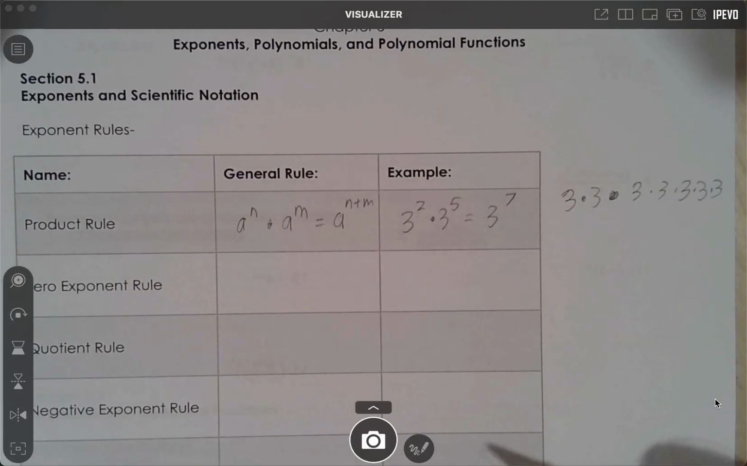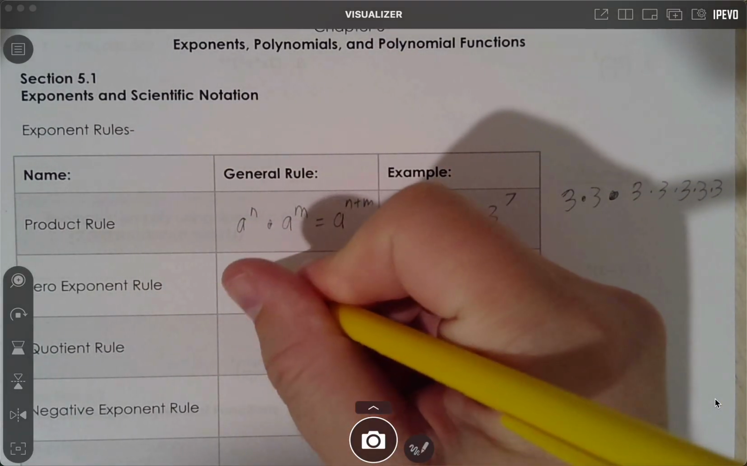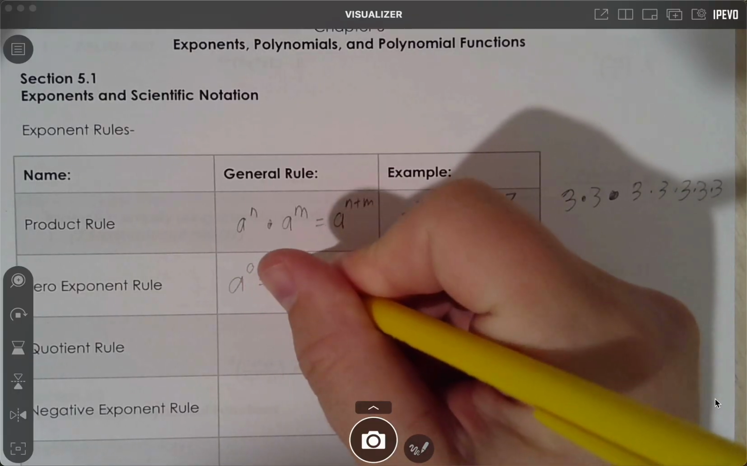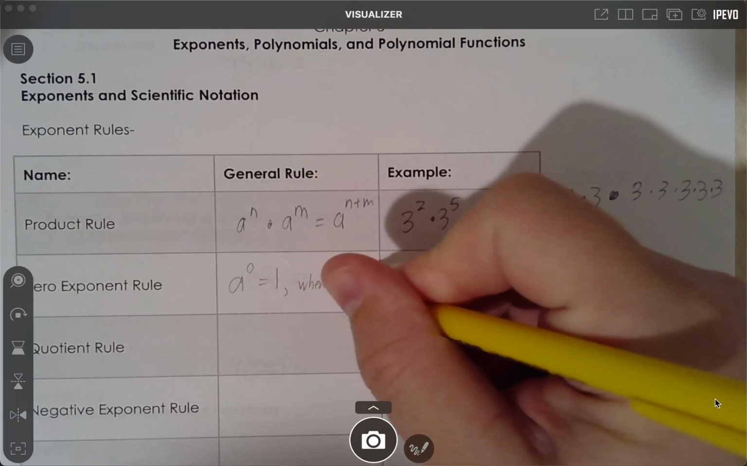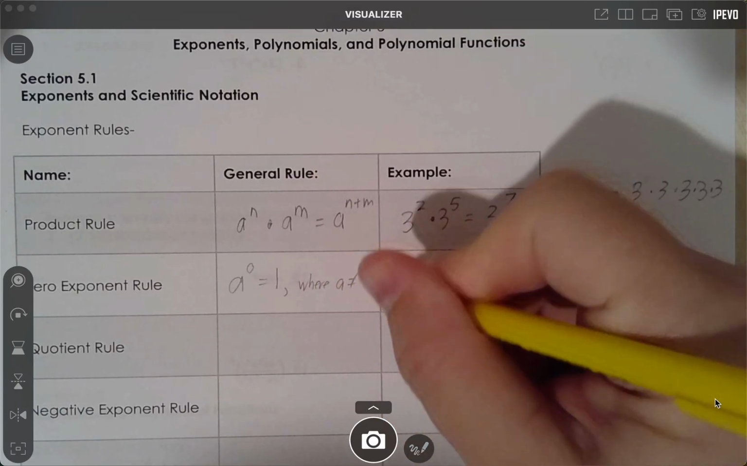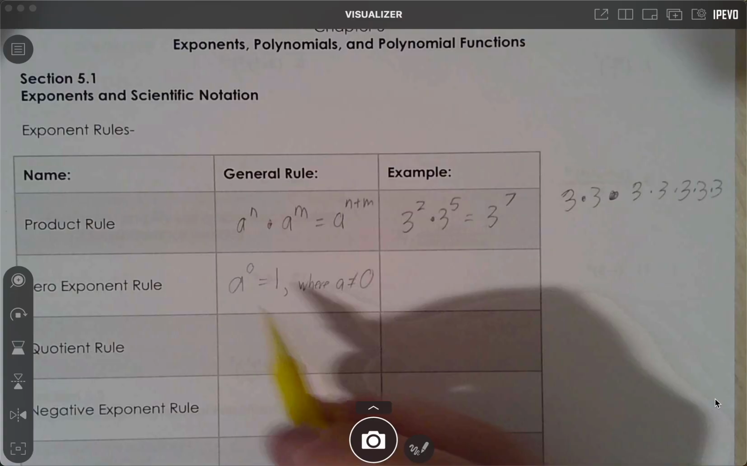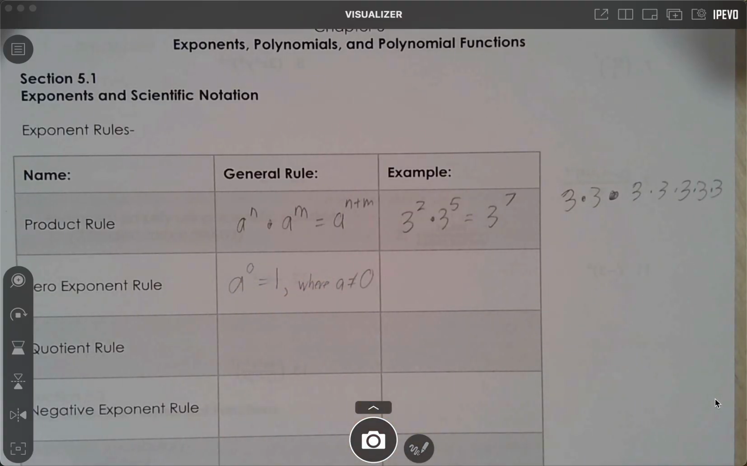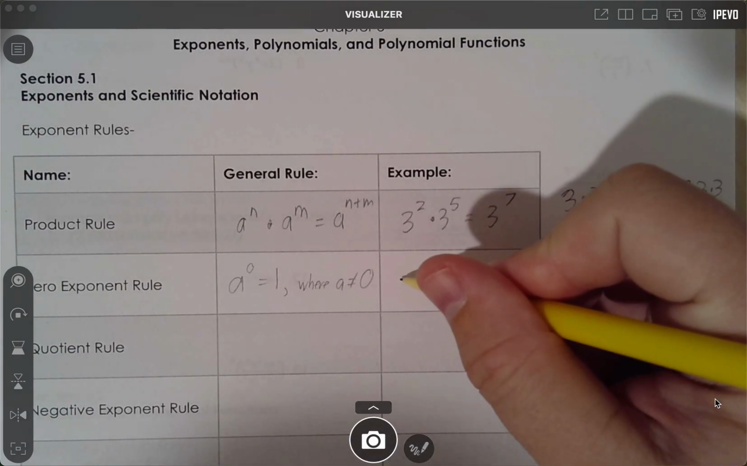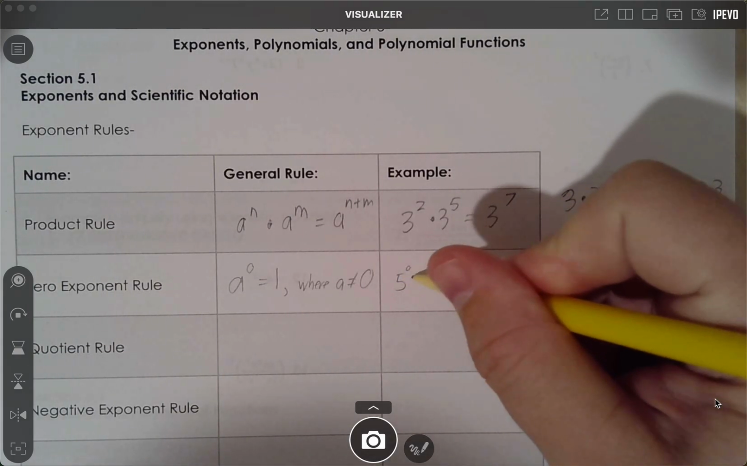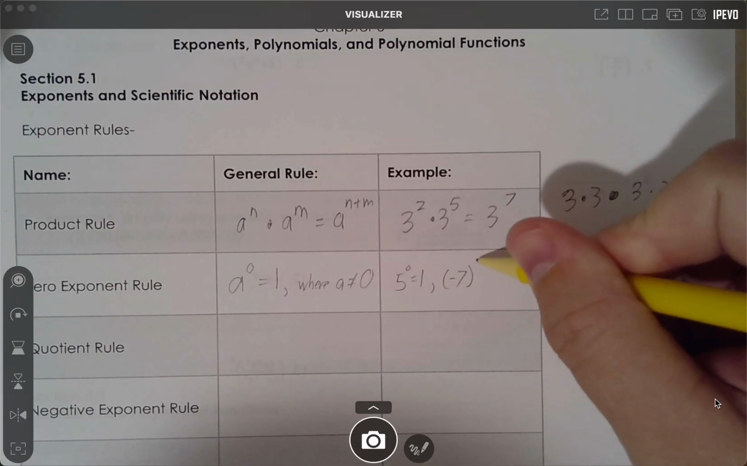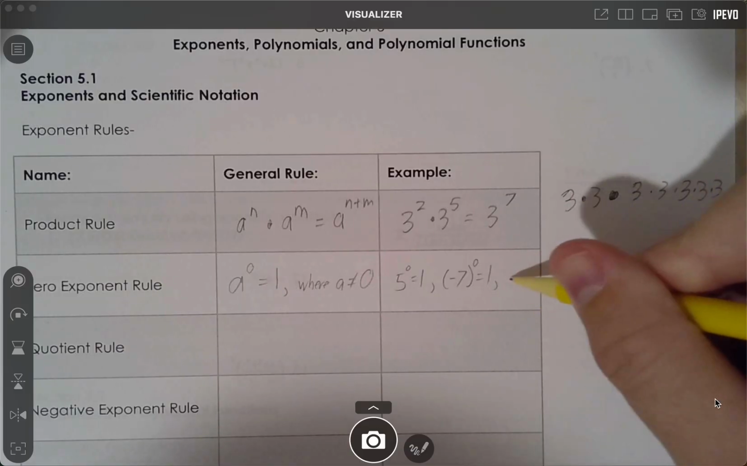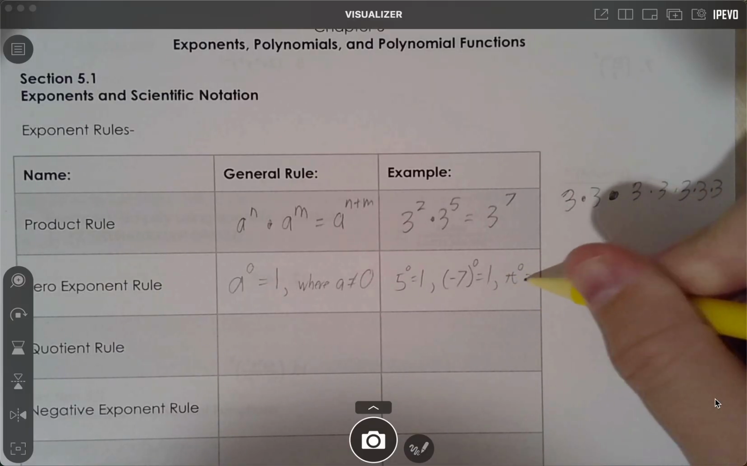The next one, we won't necessarily explain this one, but anything to the 0 power is going to be 1. If we want to be technical, we'll say where a is not equal to 0. We should technically throw that in there, because 0 to the 0 is actually something you'll have to take calculus to explore. But really, anything to the 0 power, so 5 to the 0 is 1. Careful, negative 7 to the 0 is 1. Pi to the 0, that's 1.